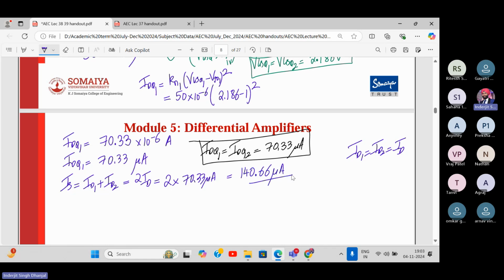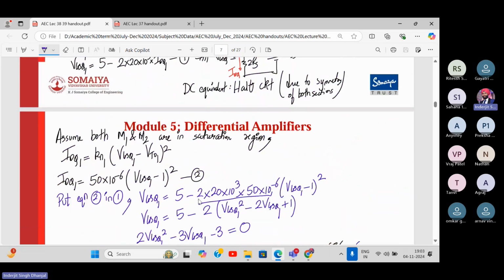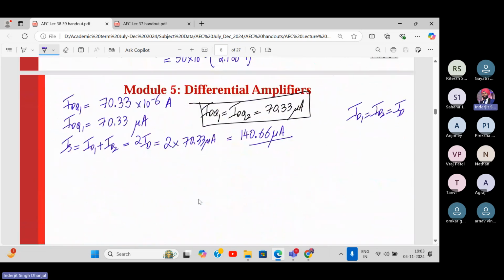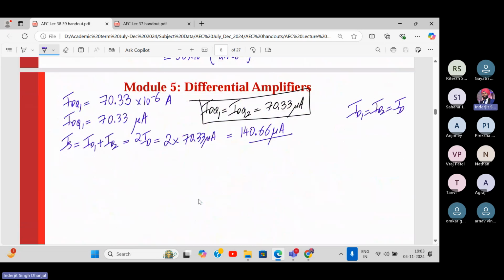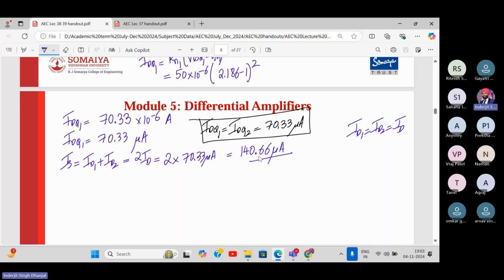66 microampere, is it? Yes or no? Correct? Are you all getting such answers? IS is this much, 140.66, which is double of IDQ1. Yes or no?